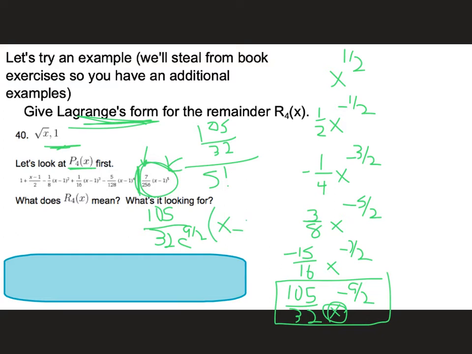And then X minus 1 to the 5th. And that's for some C between 1 and whatever X value we choose. So if we choose an X value of like 1.2, maybe that would be helpful. I don't know. I feel like I'm jibber-jabbering here and I don't know how helpful I'm being.